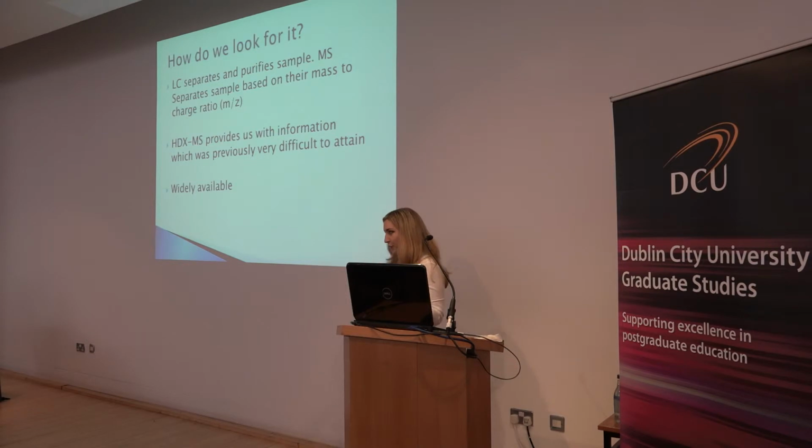So how we're going to look for it is using liquid chromatography mass spectrometry. Liquid chromatography is used to separate and purify a sample before it goes into the mass spec, where it's separated again based on its mass to charge ratio. And what that essentially does is give us structural information, but it also gives us information about changes that occur. We're also going to use a new technology known as hydrogen deuterium exchange mass spec.